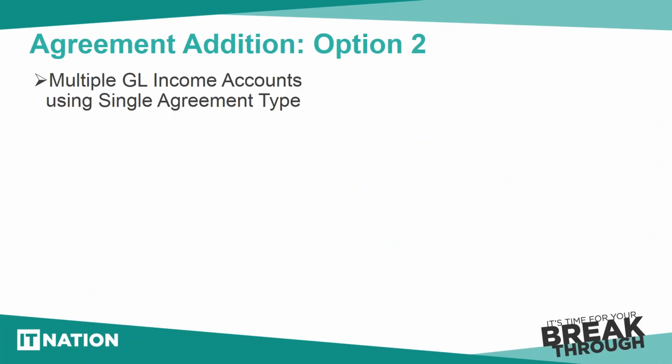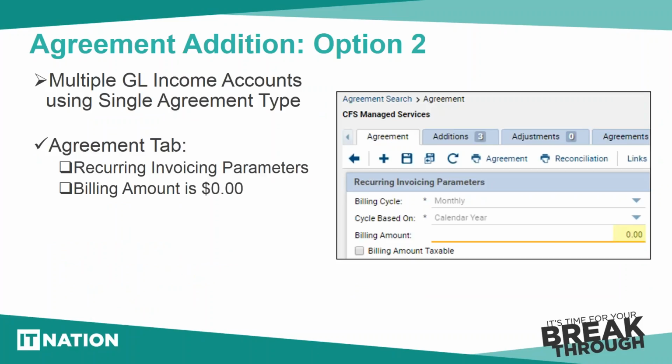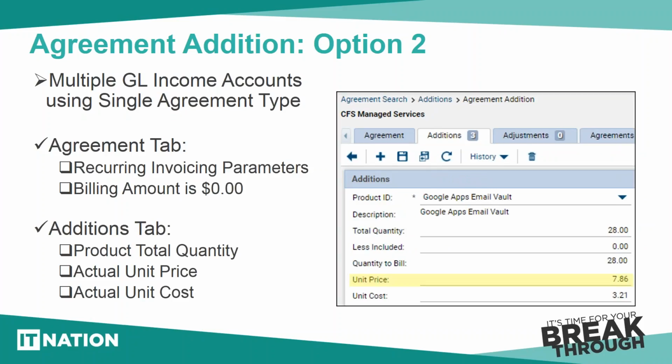Option 2 would be to maintain multiple GL income accounts and use a single agreement type in ConnectWise. So we would have managed services and then a sub-account under that particular income account that we would want to impact. In order to achieve that, the agreement tab itself will have the recurring invoicing parameters section with the billing amount at 0. The additions tab will hold the unique item or service that you're providing, the total quantity, the actual unit price, and the unit cost. We want the billing to come from this additions section and be broken apart by all the services that you may be providing for your client.